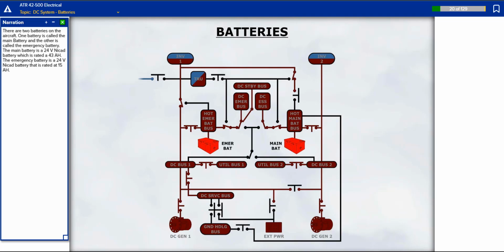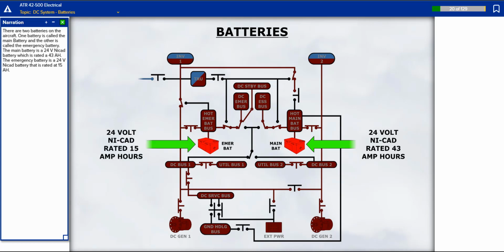There are two batteries on the aircraft. One battery is called the main battery, and the other is called the emergency battery. The main battery is a 24-volt NiCad battery, which is rated at 43 amp-hours. The emergency battery is a 24-volt NiCad battery that is rated at 15 amp-hours.